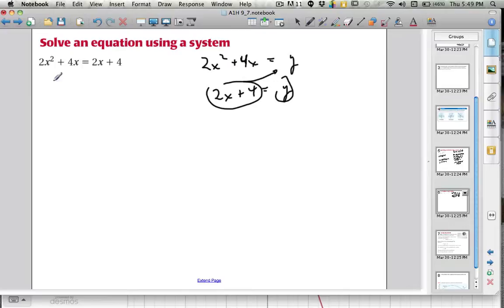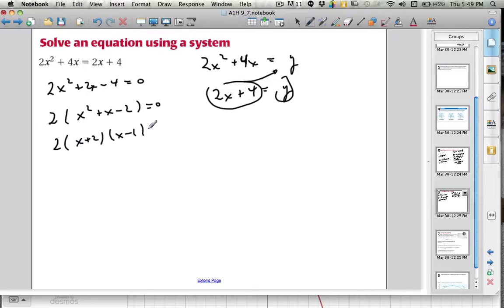I could put this back up over here. If I go ahead and do this, 2x squared, if I subtract 2x, I'll have plus 2x. If I subtract 4, I'll have minus 4. If I factor a 2 out of everything, I'll have x squared plus x minus 2. This is going to factor to be x plus 2 times x minus 1. And my solutions will be negative 2 and 1.